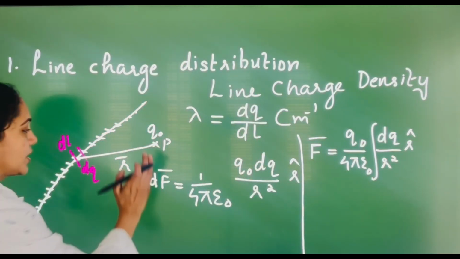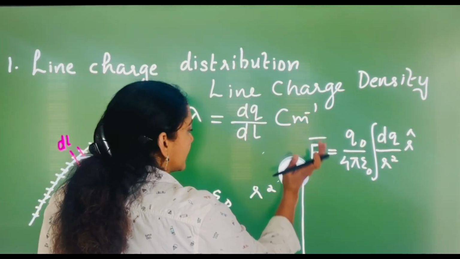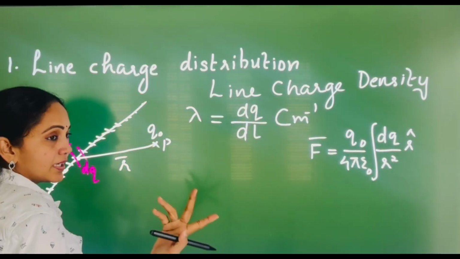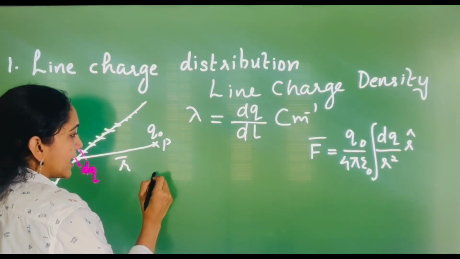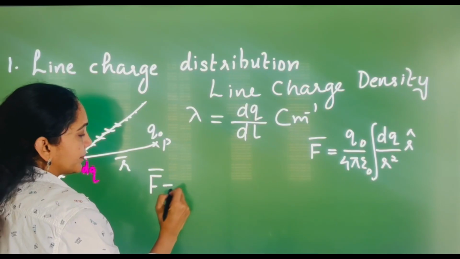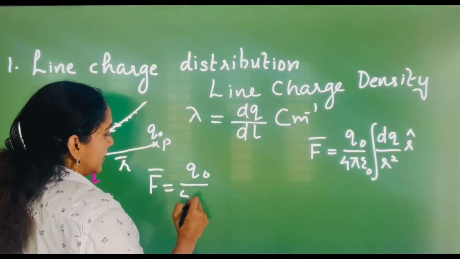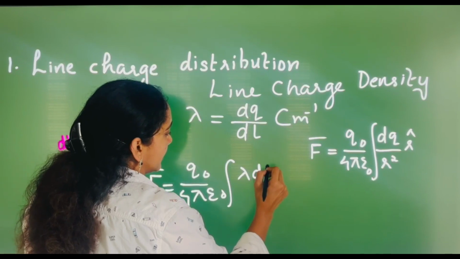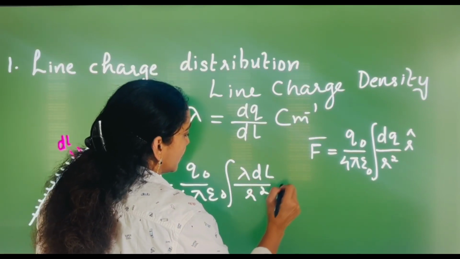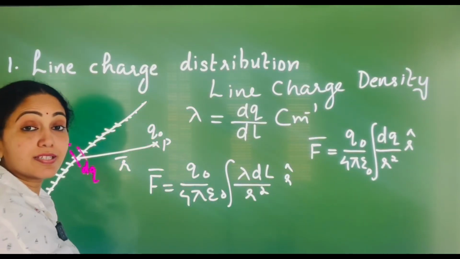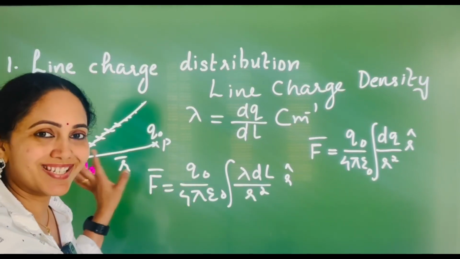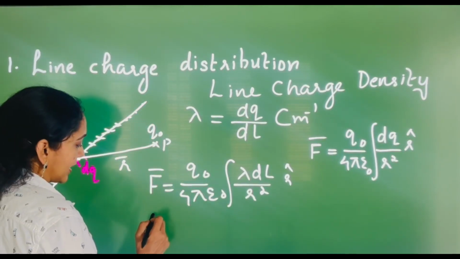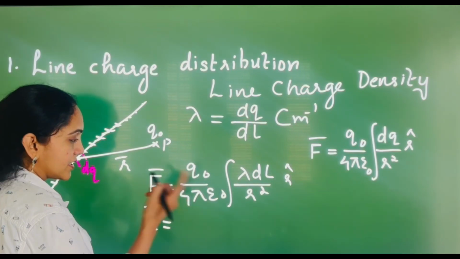Now in place of dq, what can I substitute? Can't I substitute lambda dl? So what I get is F is equal to Q0 divided by 4 pi epsilon 0, integral lambda dl divided by r square, unit vector r. This is the equation of force due to this line charge distribution, and from this we can write the electric field due to this line charge distribution.